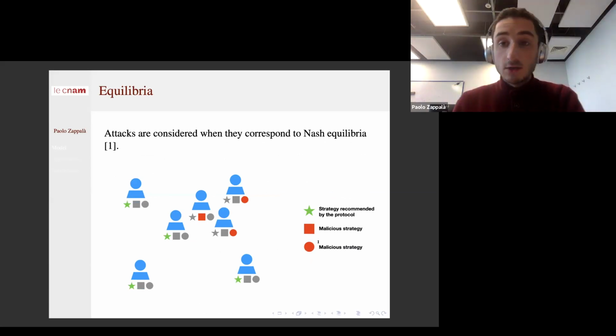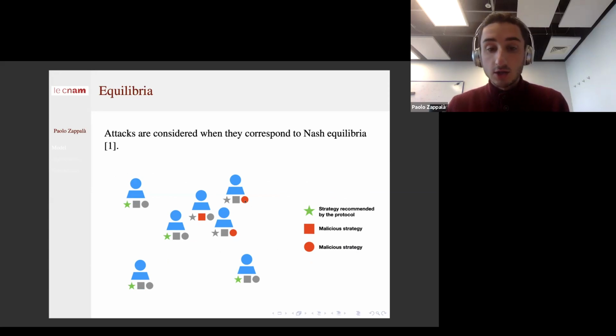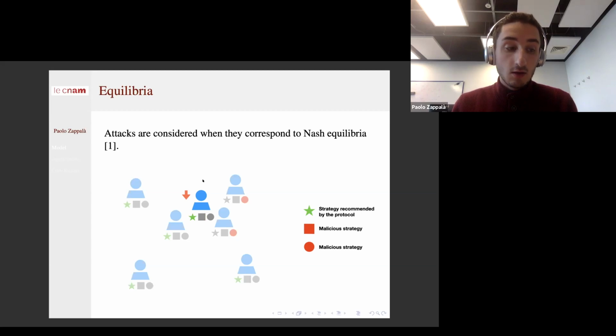First of all, in the literature, the concept most used to analyze attacks is the equilibrium. In this case, we show Nash equilibria. I'll take an example with 3 deviating agents, Byzantine agents, who choose different strategies from the one recommended by the protocol. This is a Nash equilibrium because if any of them wants to deviate, their utility is lowered. So this is a stable solution, and in this case we consider this an attack.